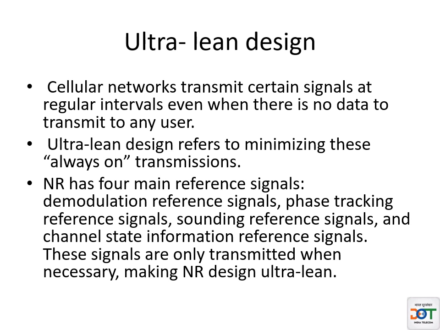And as I earlier said, ultra lean design means minimizing always-on transmissions. There are certain always-on transmissions in the legacy 4G and other networks. Here we change our 5G design so that there is no requirement of always-on transmission, so that it becomes an ultra lean design. For example, in 5G there are four reference signals: demodulation reference signal, phase tracking reference signal, sounding reference signal, and channel state information reference signal. These signals are only transmitted when necessary, making the new radio design ultra lean. So this is ultra lean design.